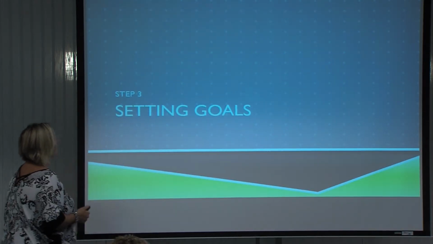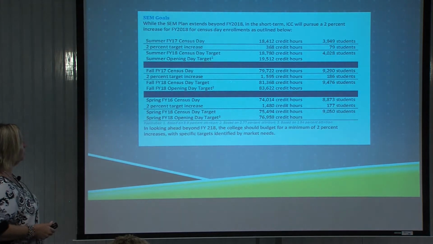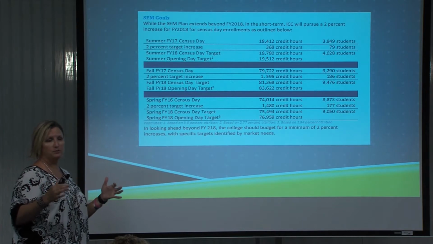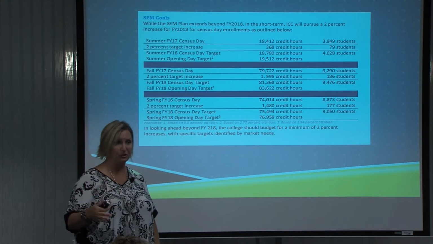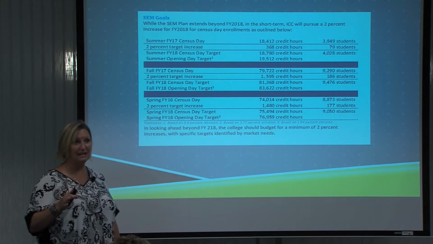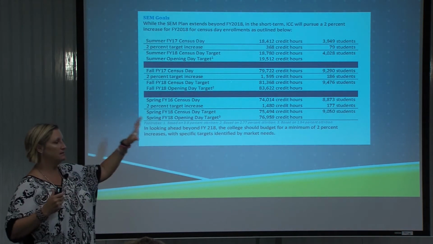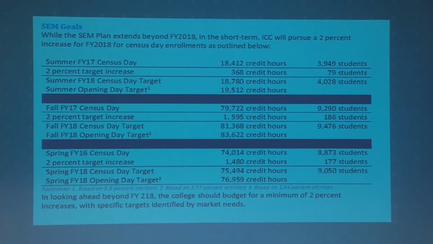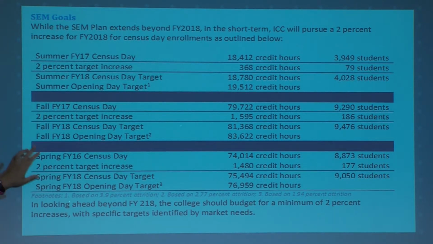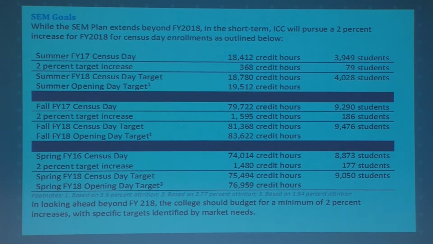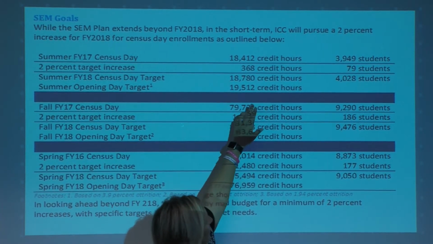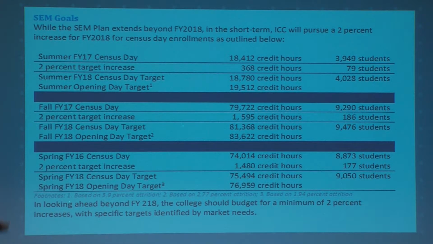So then we set some goals. The overall goal, what this chart shows, is that 2% increase. And that 2% increase was really a heavy thing when we thought we weren't going to have a budget at all. This was really what we needed that we thought we could reasonably do based on the data Claris gave us, plus what we thought it would bring into the institution. But we gave ourselves numbers. So census day numbers, the 2% target increase. You can see the number right up here, 368 credit hours is what we would have needed on top of last year for summer. Fall, and then spring.